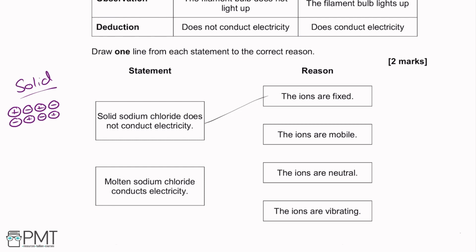Whereas molten sodium chloride does conduct electricity because the ions are mobile. When it's molten, those ions are a bit more free to move. And because ions are charged particles, they carry charge, and that is where you get your electric current from. Those are ions being able to move around the structure.